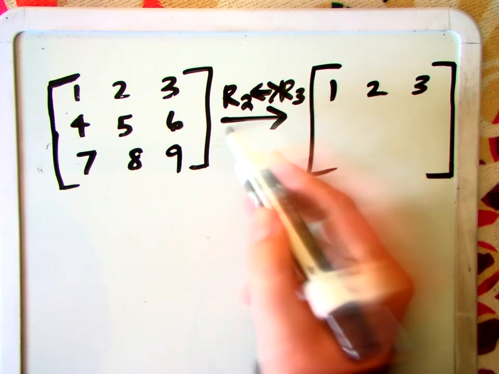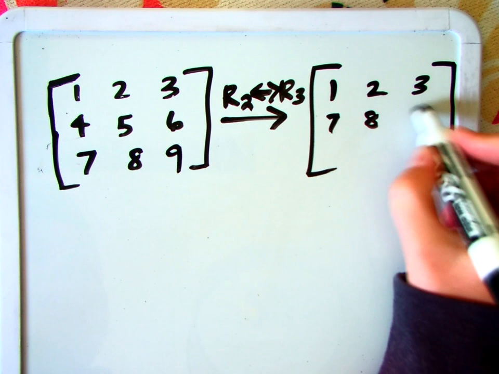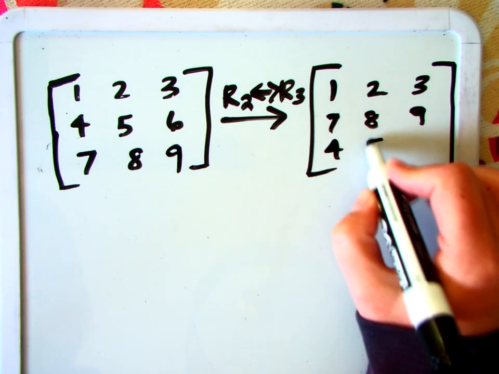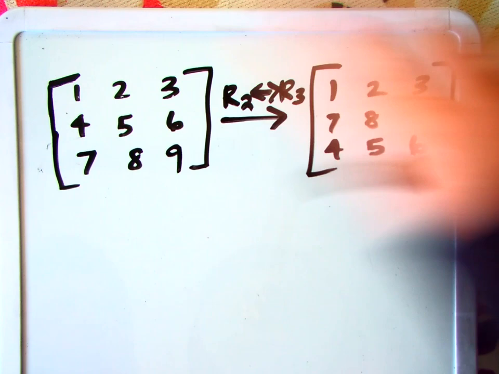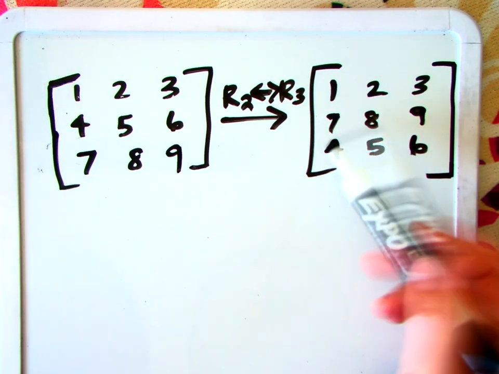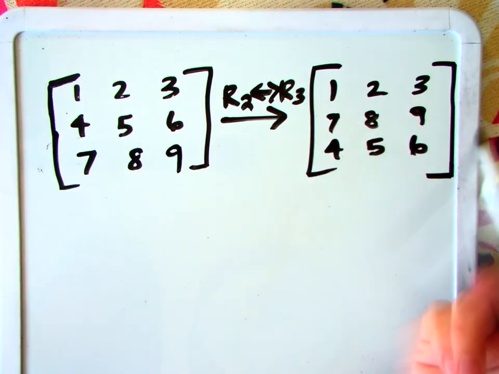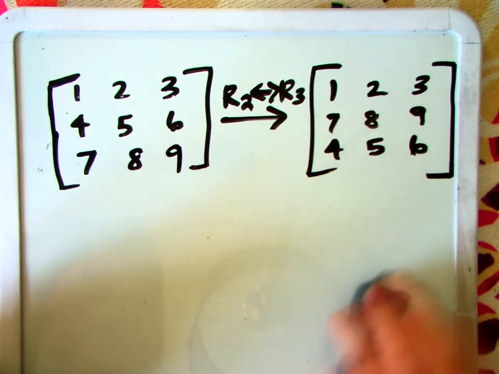I'm not changing row 1. I'm only changing row 2 and row 3. I'm just changing their locations. 7, 8, 9, and then 4, 5, 6. So again, we can interpret this as we're swapping the location of the equations, right? So we haven't changed any of the coefficients, but we've just changed the order that they're in. So that's another elementary row operation.